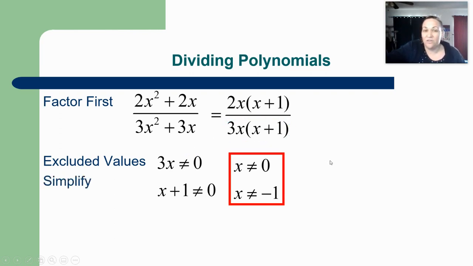Now that I've stated my excluded values, I'm allowed to simplify. Remember, parentheses can only cancel with other parentheses that are 100% the same. And these are. They're both x plus 1s. Now, if you have things not in a parentheses, then you can cancel out the parts to them. So I have an outside x and another outside x. I am allowed to cancel those. And my final answer for this problem is 2/3.